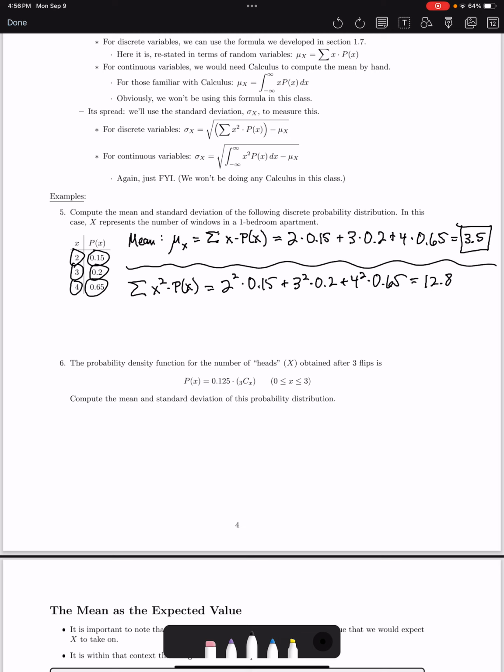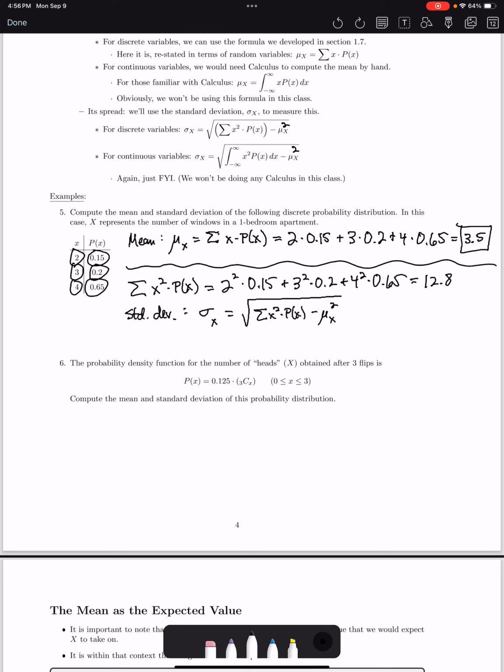So now to get the standard deviation, sigma, the standard deviation of our random variable x, right, sigma sub x, is the square root of the sum of x squared times p of x minus mu sub x. Oh, and by the way, I've got a typo. This should be mu sub x squared, right? We've got to square that value. I'll fix that in the notes before I post them on Canvas, so you should have that correction in your notes. It should be squared here as well.